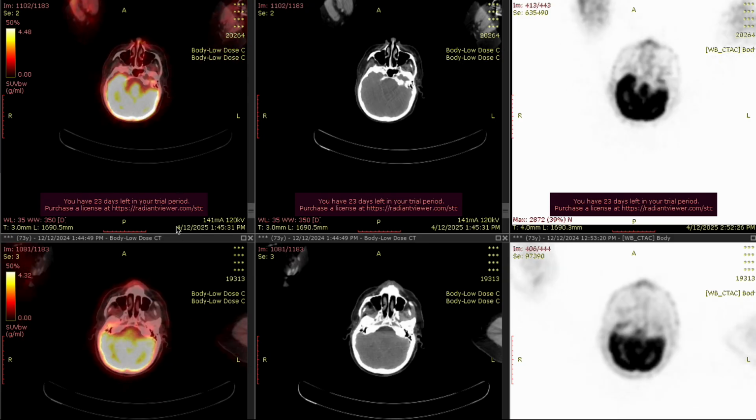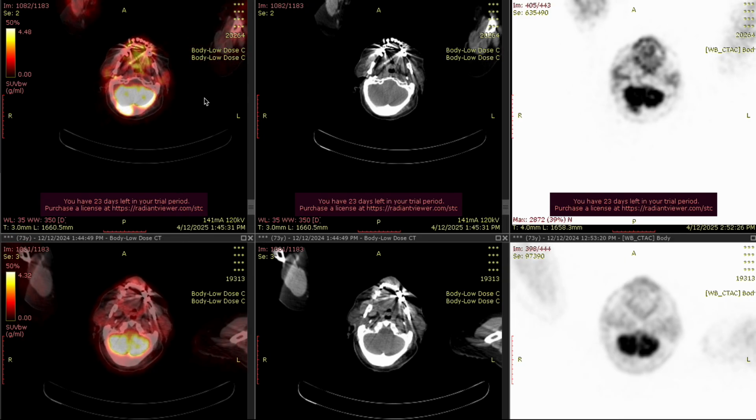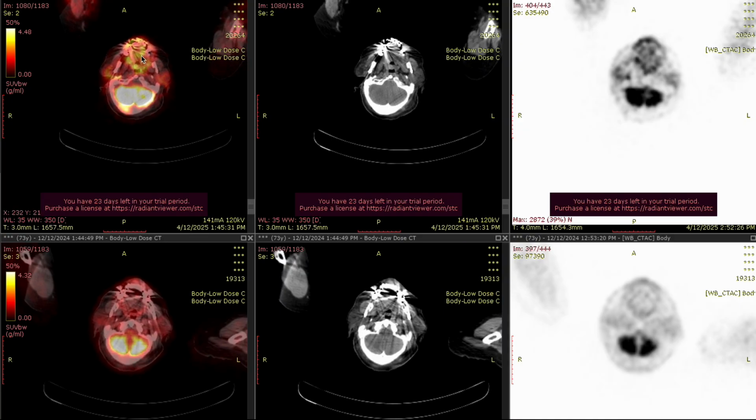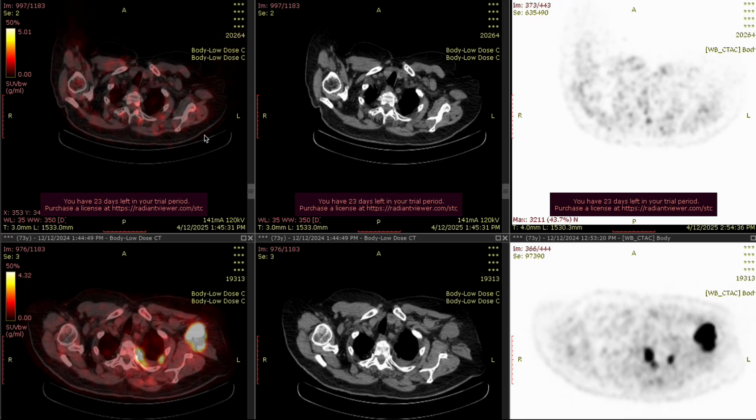Let's see the head and neck regions. This is diffuse brain activity, which is physiological activity, and this is streaking artifacts in the dental regions. No evidence of hypermetabolic lymph nodes in the cervical region in the baseline or in the follow-up interim scan.